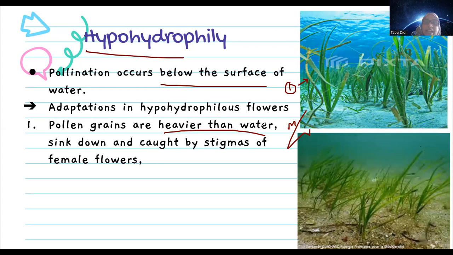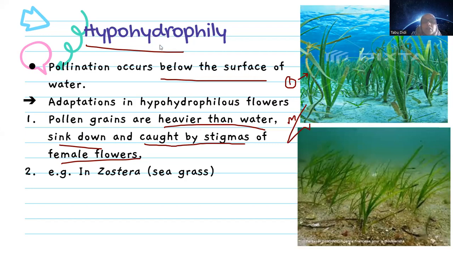So it will be heavier than water, so that it sinks down, and while it is sinking down, it is caught by the stigmas of the female flowers. That is how the water currents cause the pollen grains to stick onto stigmas of the female flowers. So this is naturally happening under water. One main characteristic of the flower doing hypohydrophily is that the pollen grains will be heavier than water. An example you need to know is seagrass, that is Zostera.